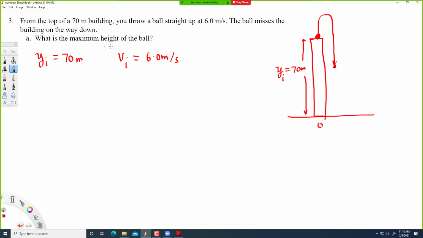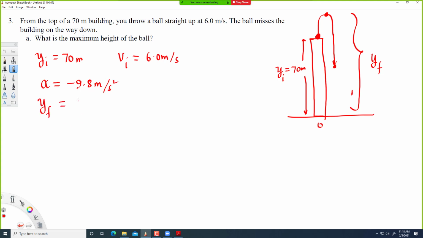What is the maximum height of the ball? So how high will it go? So we want to find this height, y final. Initially it's at 70 meters high, and where would it end up at the highest point? So we know the acceleration is always negative 9.8 meters per second squared. So we want to find yf.